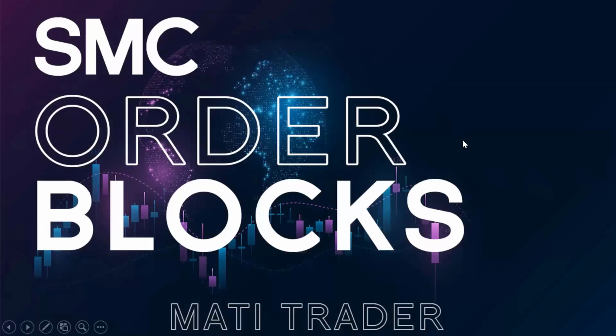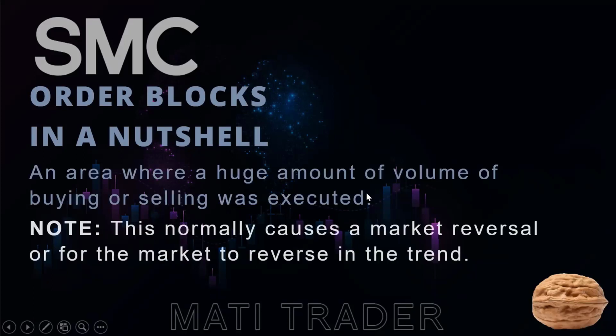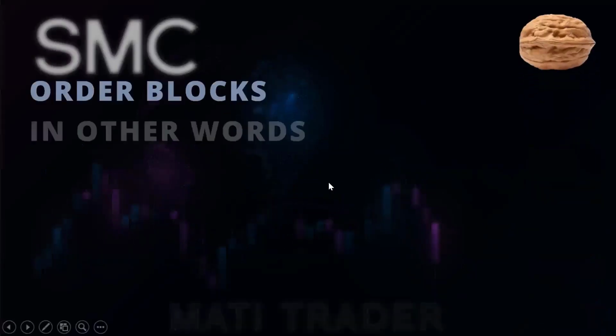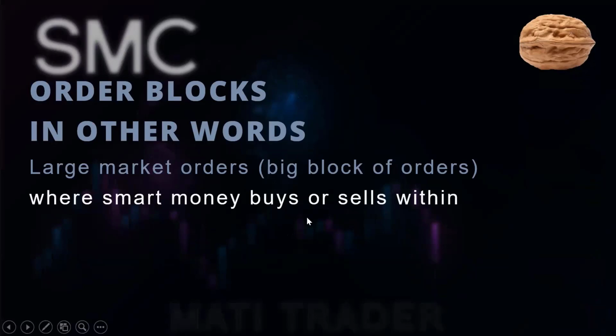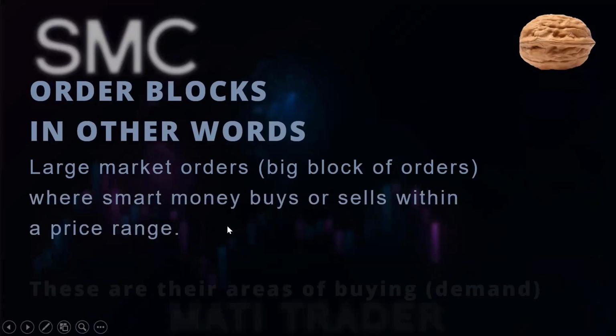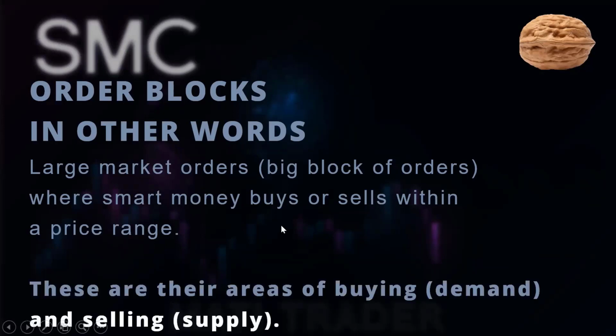SMC order blocks. So what are order blocks? Order blocks is an area where a huge amount of volume of buying or selling was executed. So this normally causes a market reversal or for the market to reverse in the trend. So in other words, there are large market orders or big block of orders where smart money buys or sells within a price range. These are their areas of buying demand and selling supply.